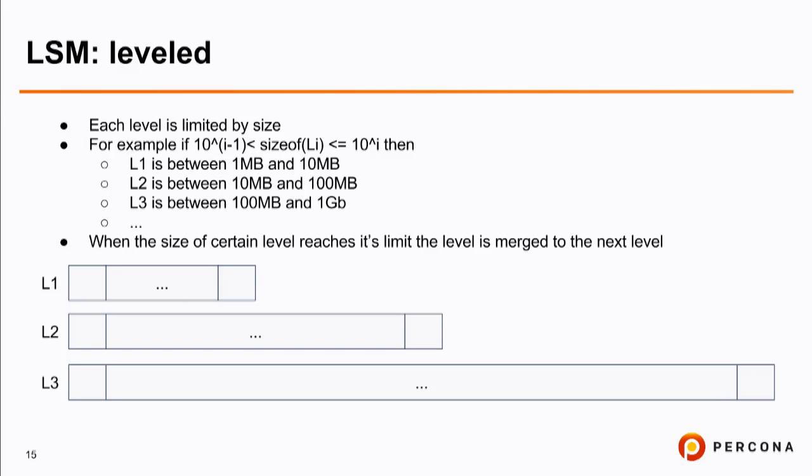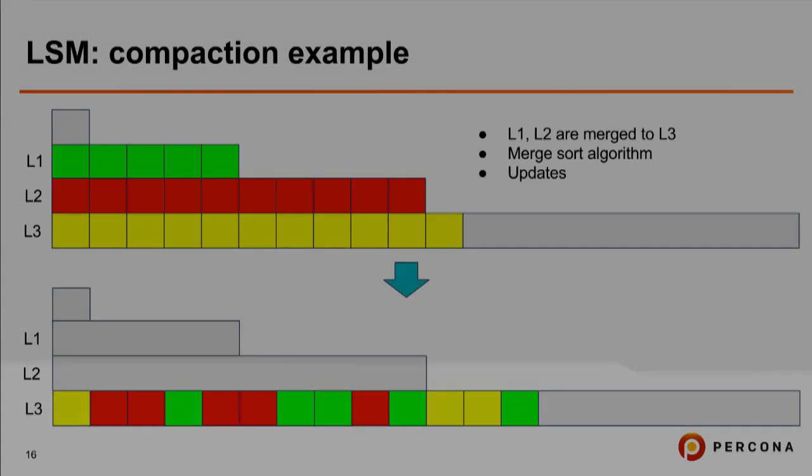There can be size-directed LSMs or leveled. Here we consider only leveled LSMs. In leveled LSMs, each level is limited by size, and there's such a thing as a growth factor. In the case where the growth factor is equal to 10, L1 can be between 1 megabyte and 10 megabytes, L2 between 10 megabytes and 100 megabytes, and so on. And merging happens when the size of a certain level reaches its limit.